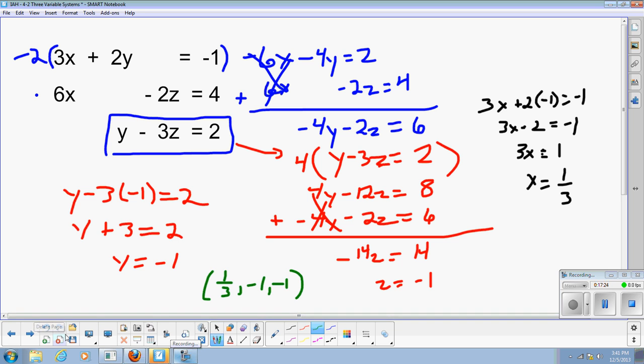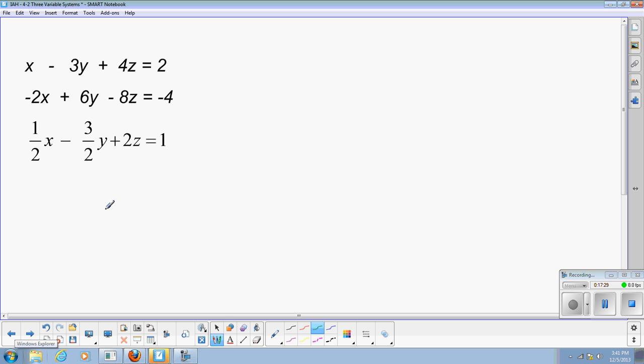One more system to do. All right, we're getting close to that 20-minute mark. I'll see how quickly we can do this. Fractions. You got to know I'm going to have them in there.